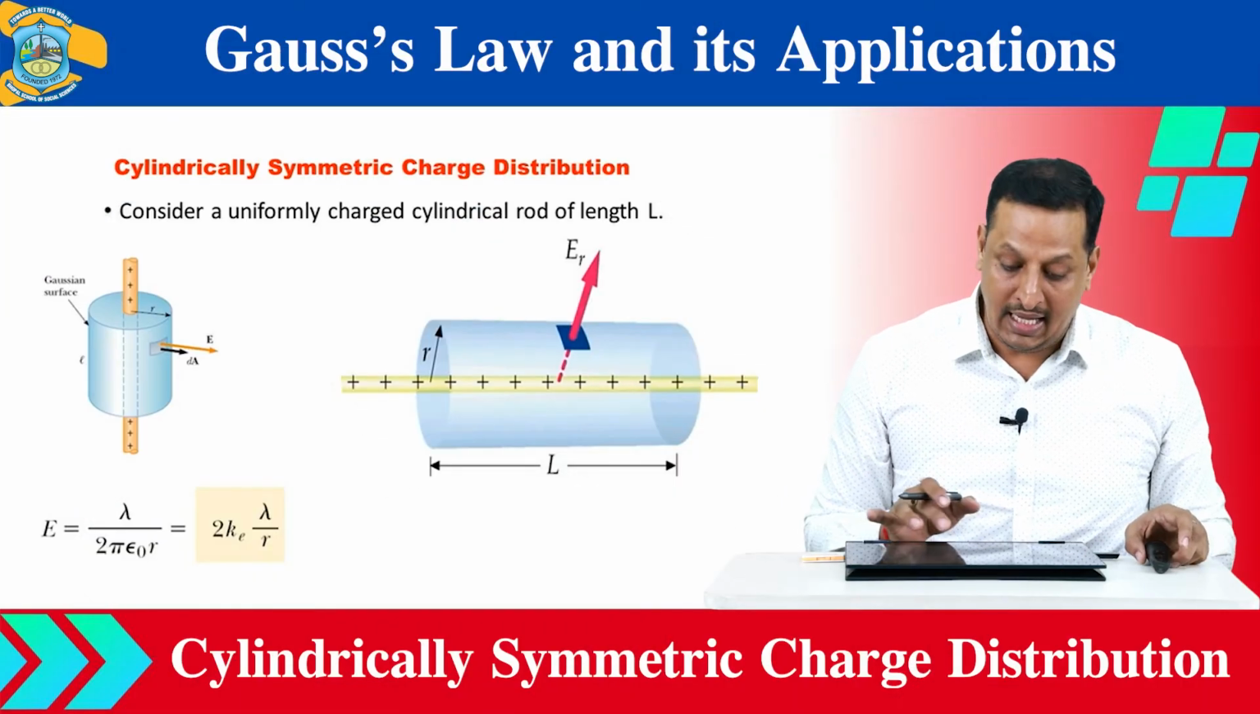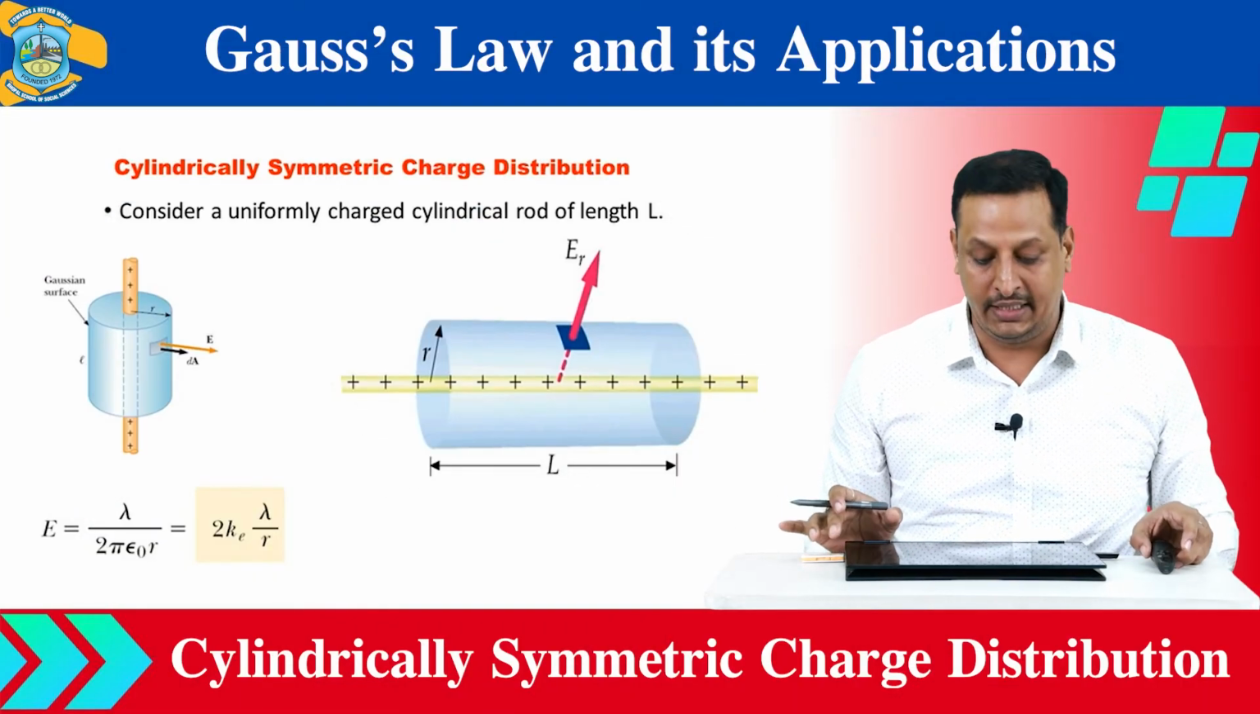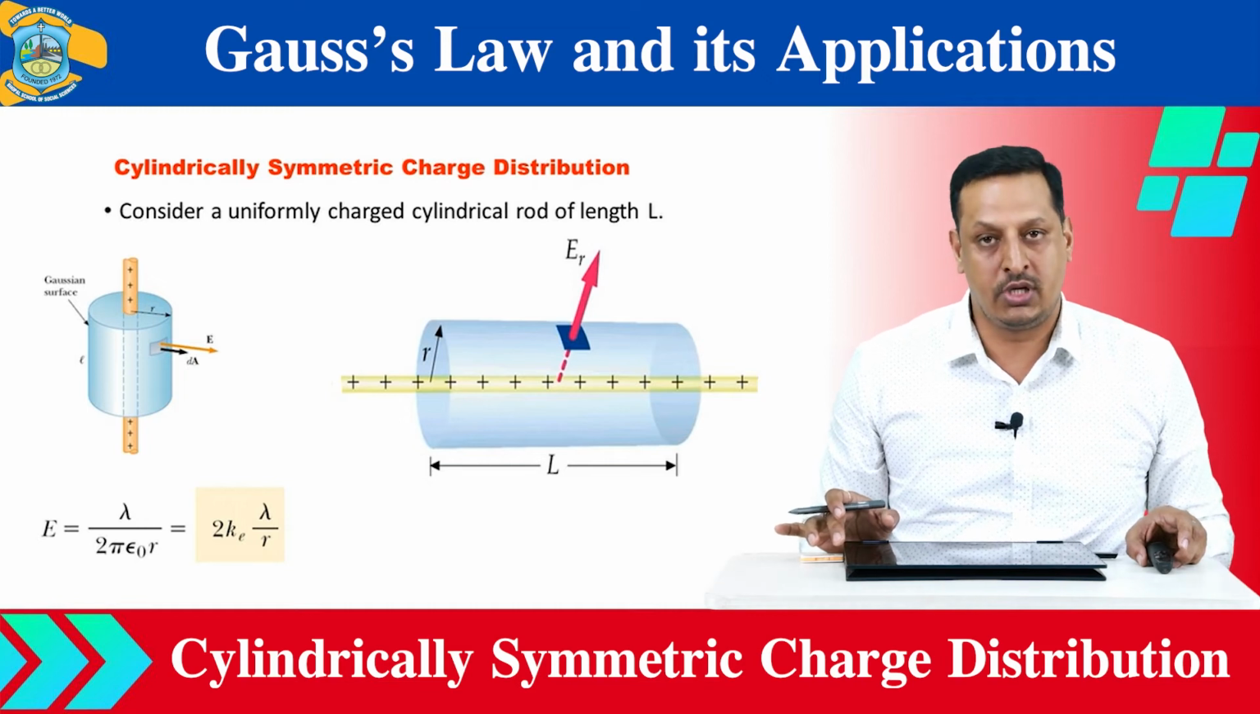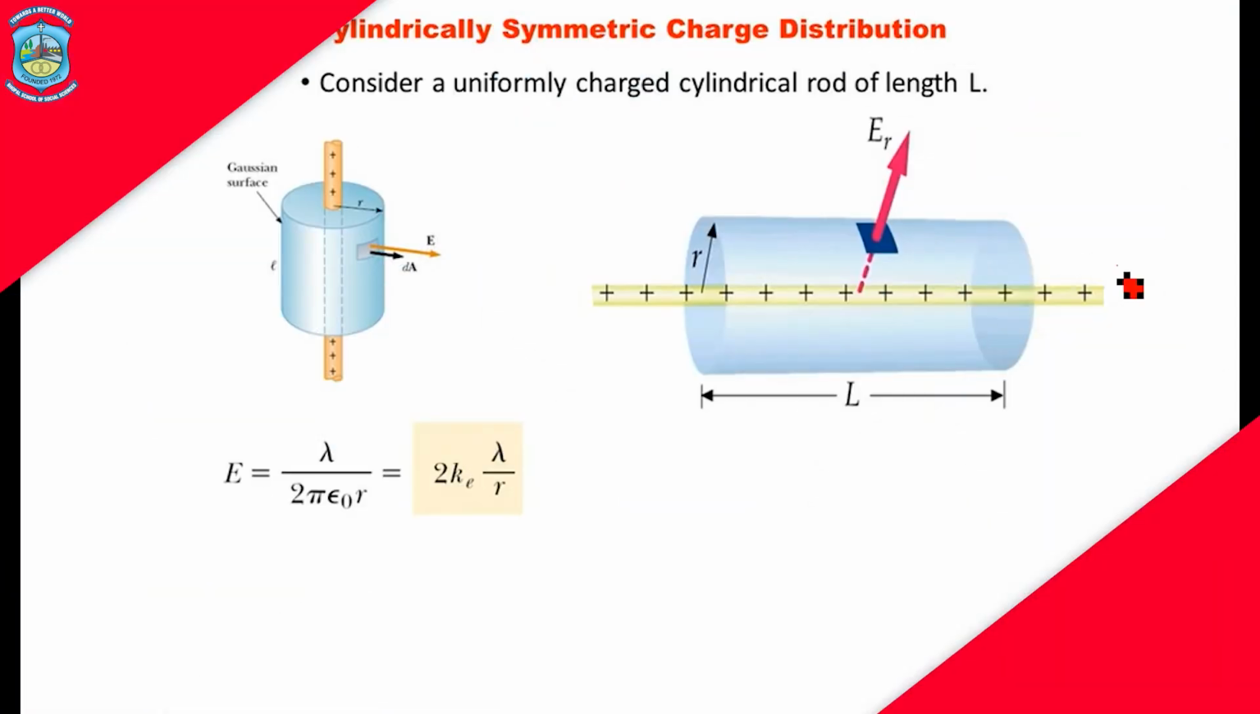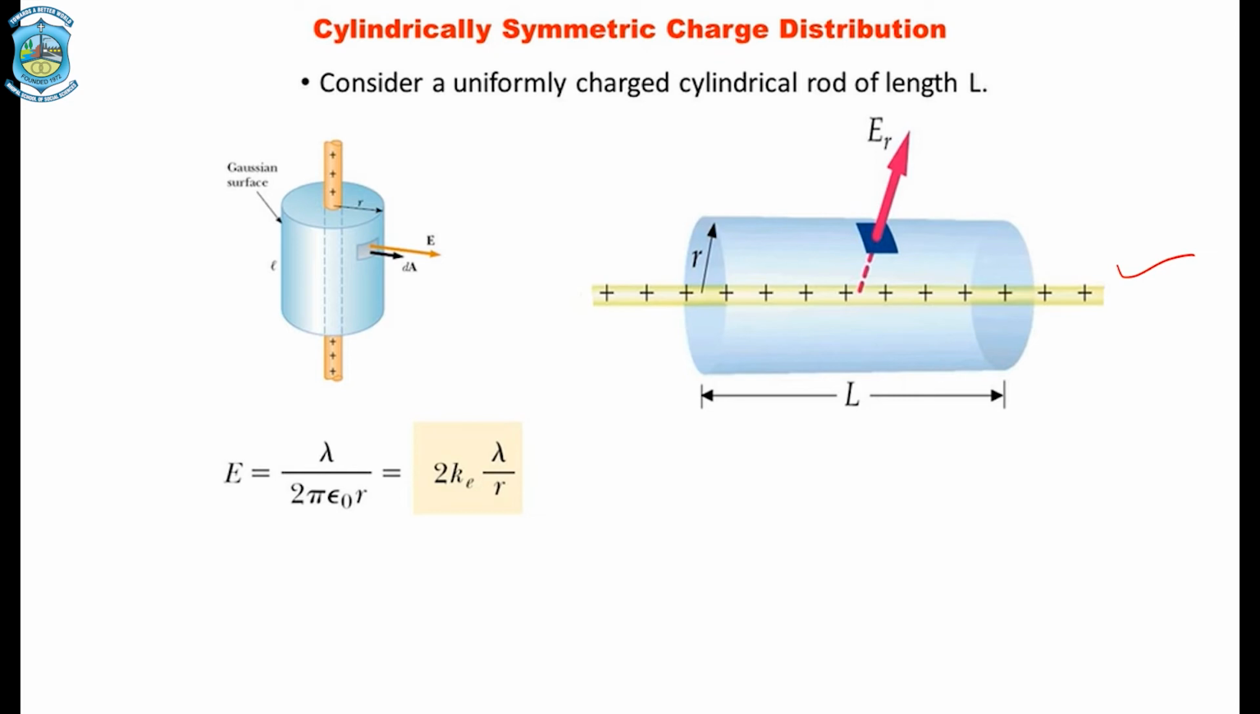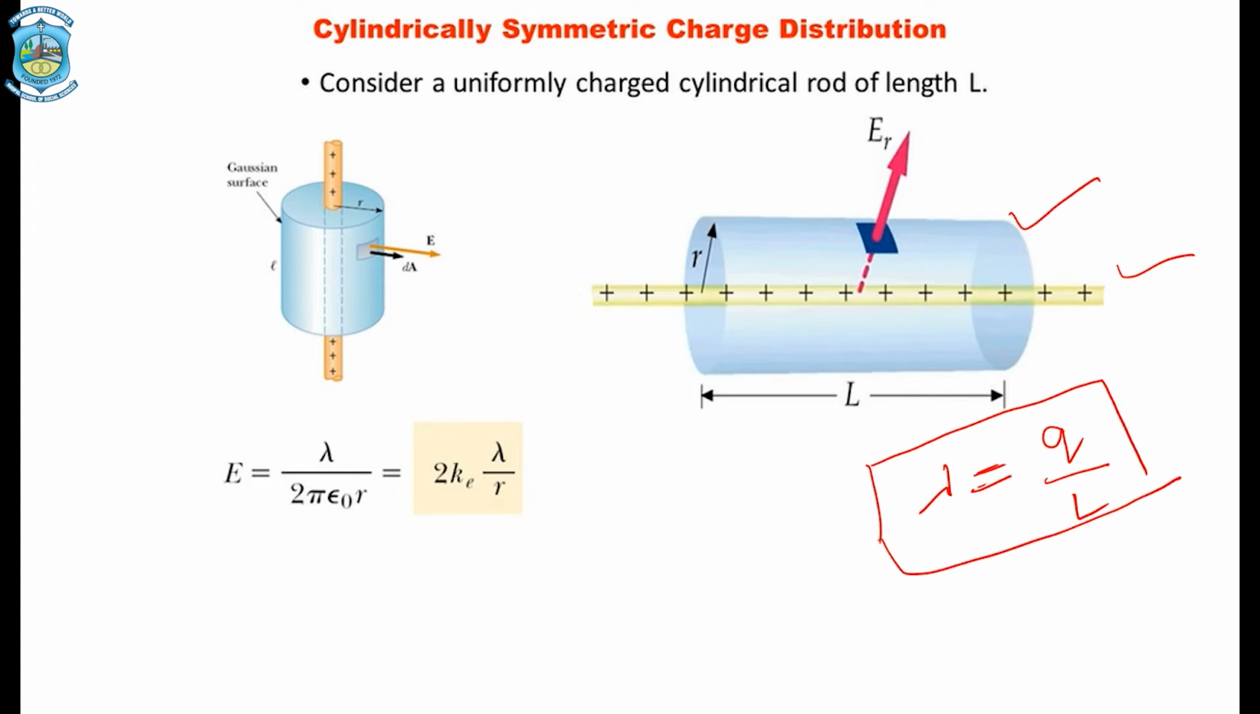Now let's come to the last application of Gauss's law, that is the distribution of charges over a wire. We have taken a uniformly charged wire with linear charge density lambda, that is lambda is equal to the total charge distributed over this wire divided by the length of the wire. And this cylindrical surface again represents a Gaussian surface.